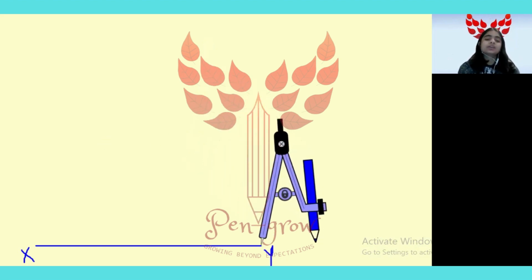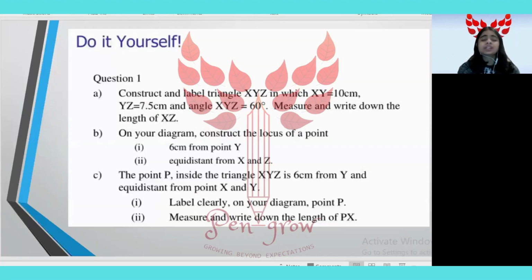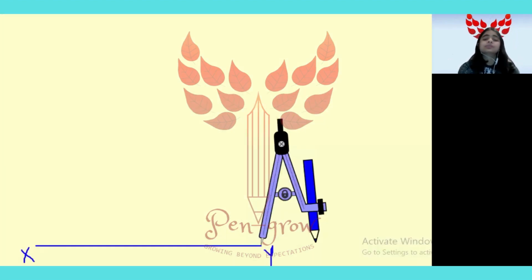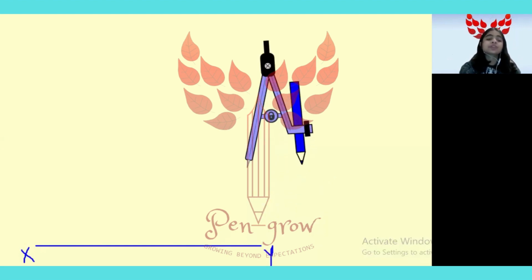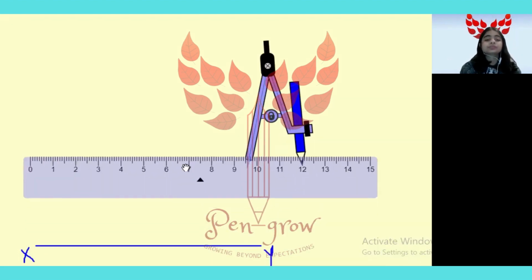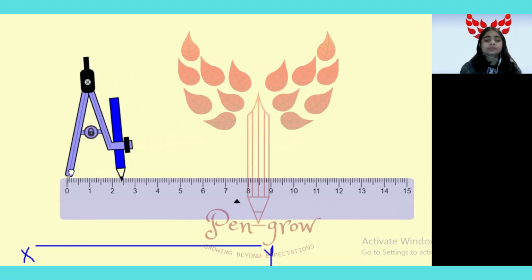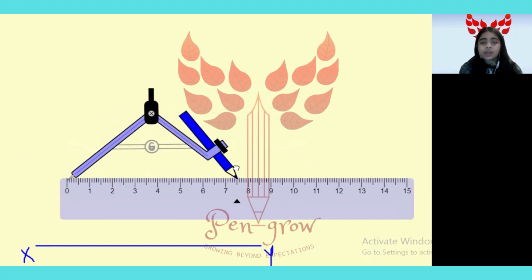So basically, I forgot the measurement. I think it was 7.5. Yes. So we will first have to open it up for 7.5. So I keep it on 0. I open the lock and it's on 7.5. Yes. Close the lock.